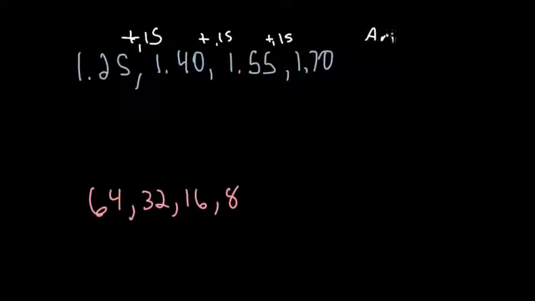I'm just going to abbreviate here. So to keep that pattern, I'm just going to keep adding 15 hundredths. So that would be 1 and 85 hundredths, and then 2, and then 2 and 15 hundredths.